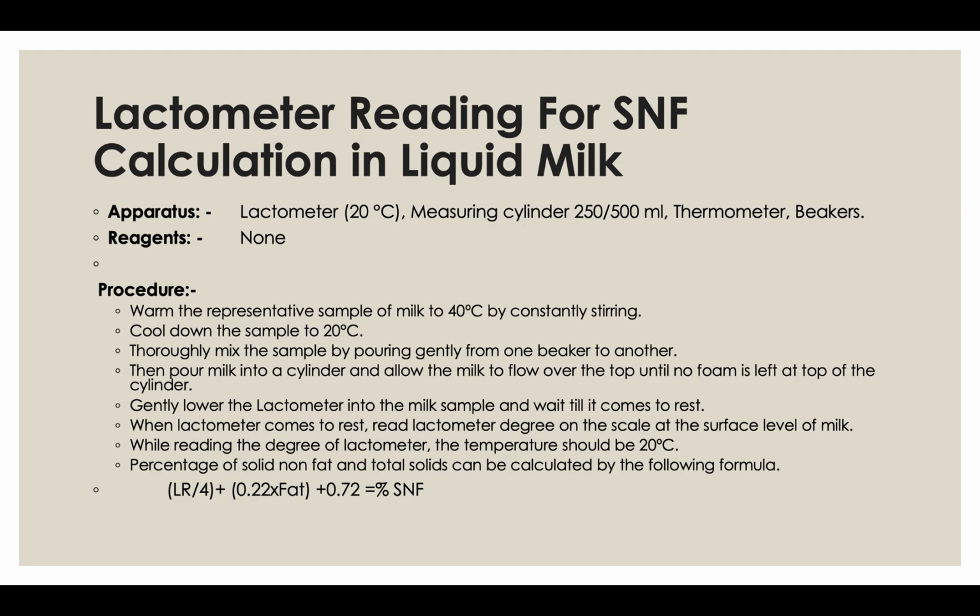Percentage of solids-not-fat and total fats can be calculated by using a formula: lactometer reading divided by 4, plus the reading attained from multiplying the fat percentage with 0.22. Add both these readings and then add 0.72 to the total. This will give the percentage of solids-not-fat.